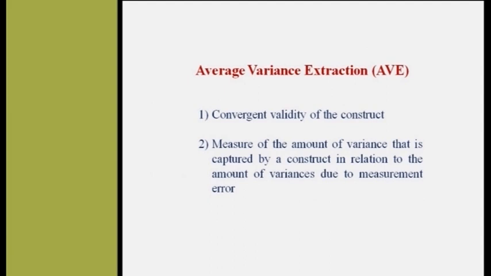Next, AVE, average variance extraction. What is the use of it? Why do we report AVE in research? AVE describes the convergent validity of the construct. Convergent validity means when the test correlates with its expected reference or other theoretical measures. That means when we report AVE, we are reporting the validity of the scale that we have used in our work.